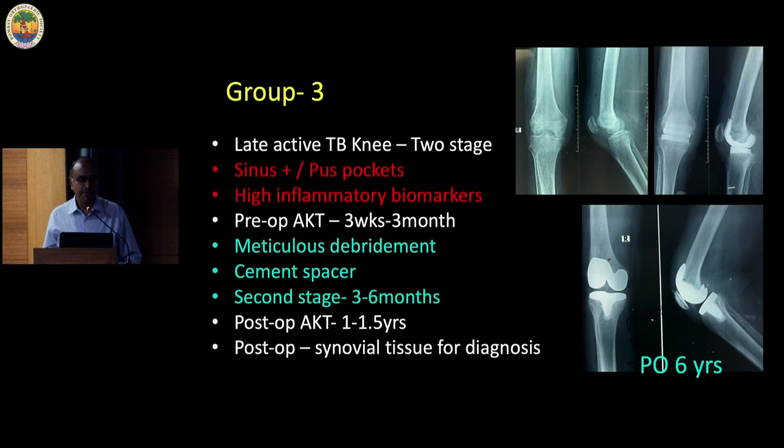So in the first stage you put a cement spacer. After giving about 3 weeks or 3 months of anti-tubercular treatment, do a meticulous debridement and put a cement spacer. Then the second stage, after about 3 to 6 months, you do a second stage reconstruction using the components, and post-operatively again you continue the anti-tubercular treatment.